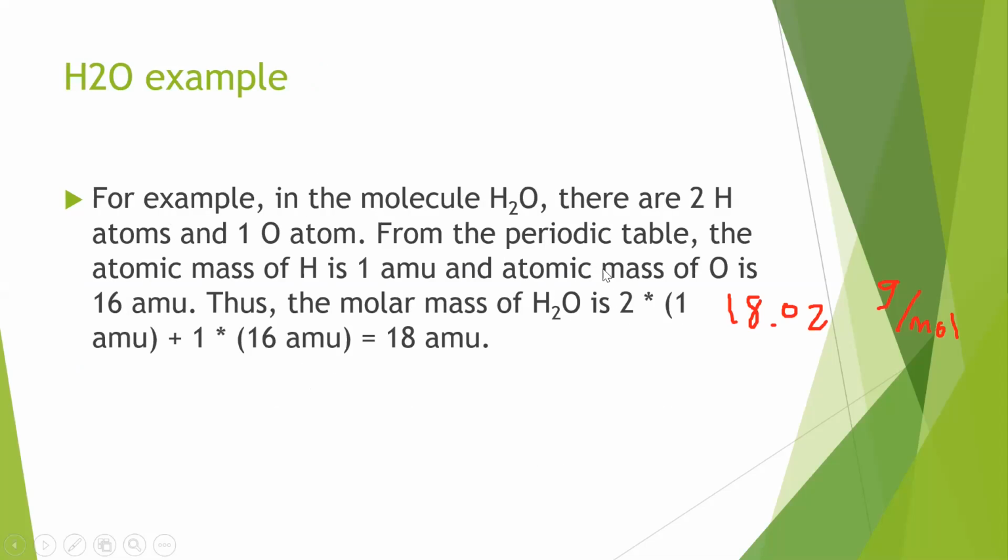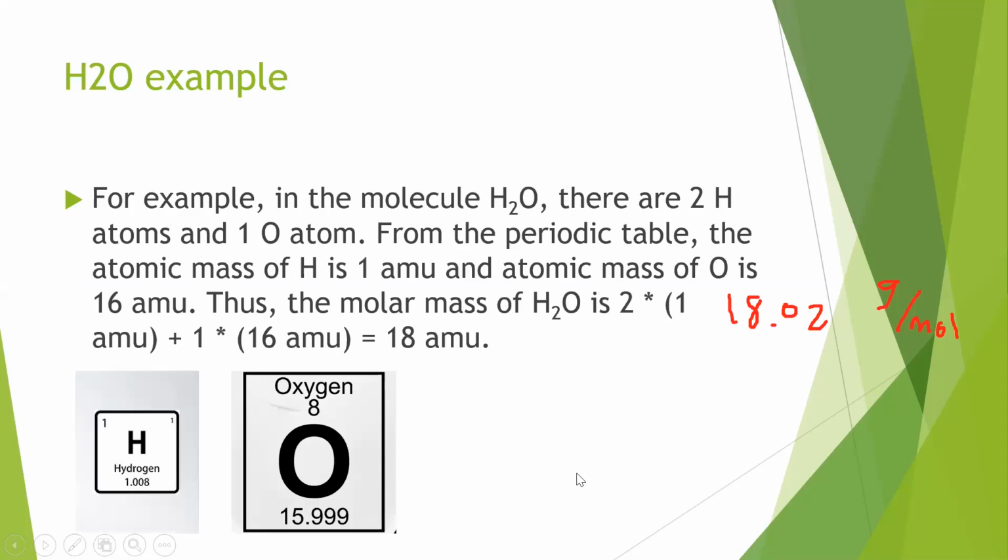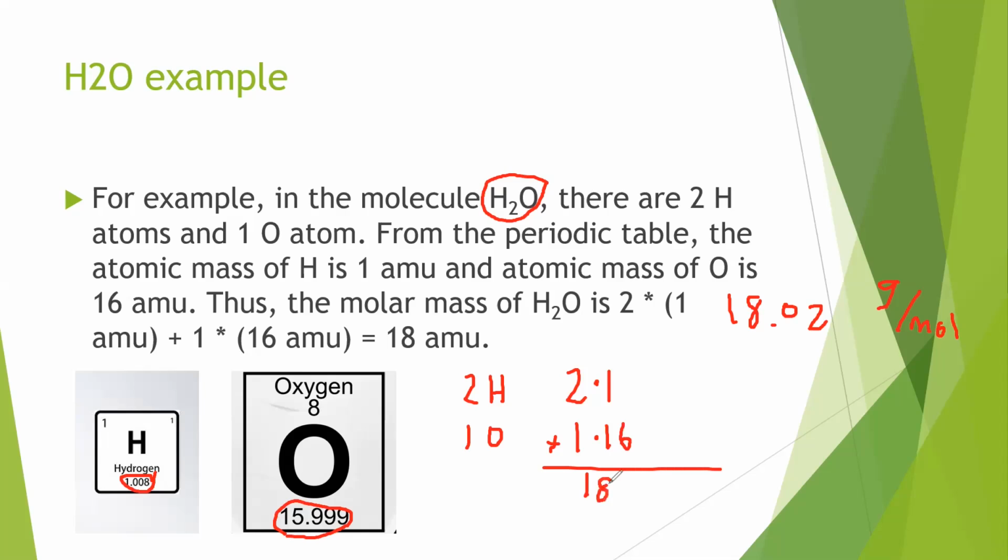Oh, and here's the H2O example. So, for example, in the molecule water, which has 2 hydrogens and 1 oxygen, we could find the molar mass by doing 2 hydrogens and 1 oxygen. We could do 2 times 1 plus 1 times 16. Remember, we look right here for the molar mass, the atomic mass. And we sum this up so we can get 18, which is close to 18.02.